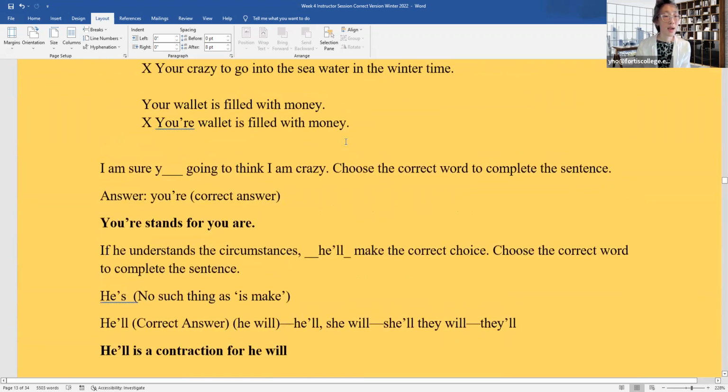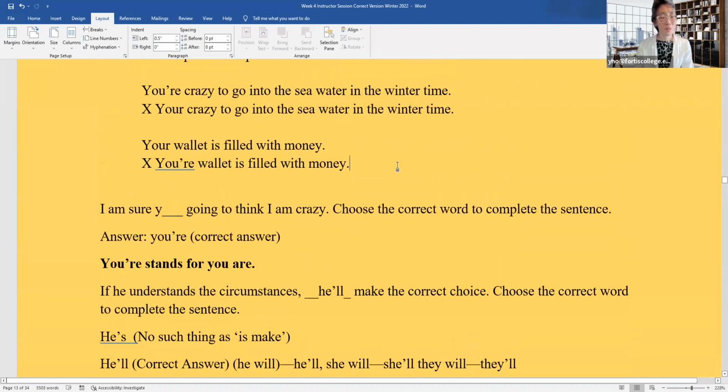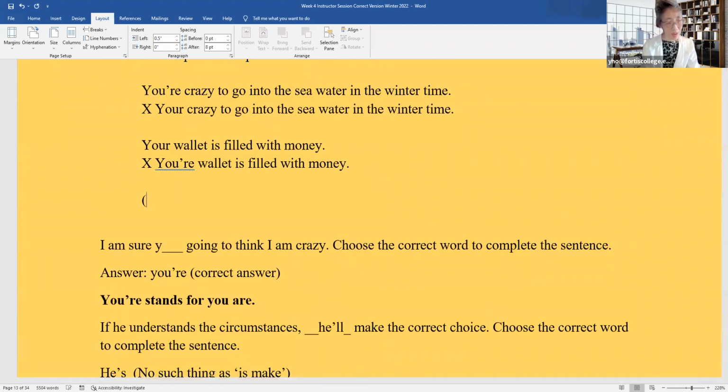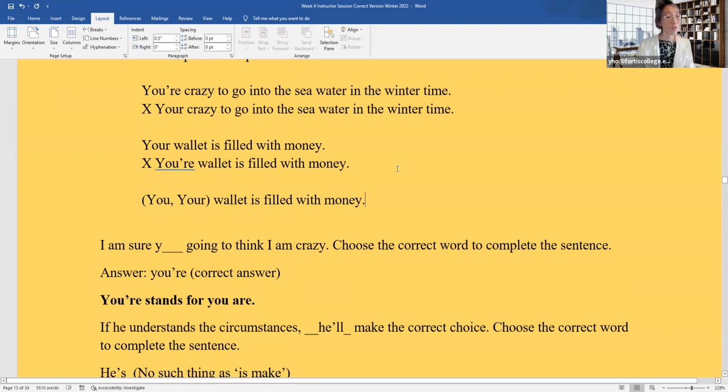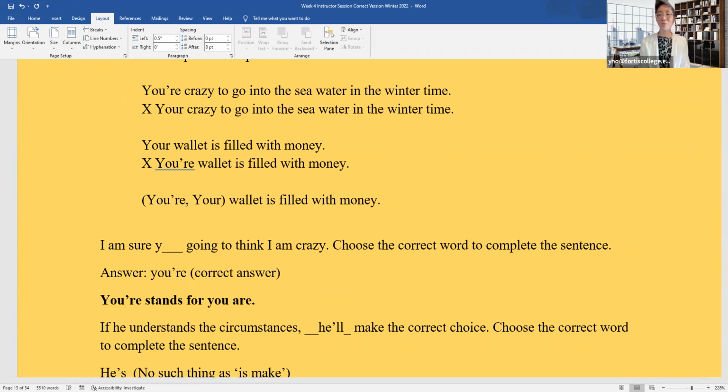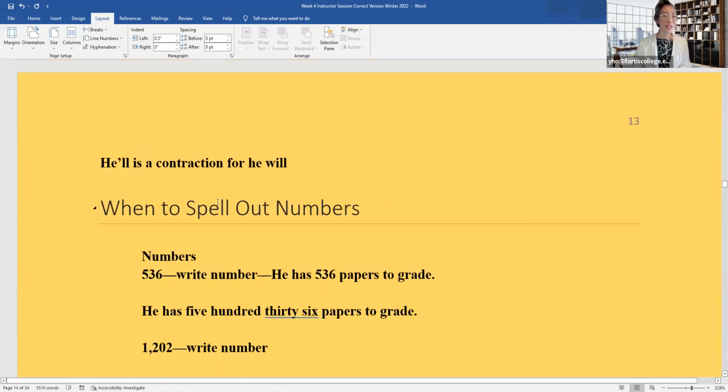Okay, I believe the quiz question was something along the line of "your wallet is filled with money." So which one is it? Is it you're or your? Oh my goodness, I'm getting tired. It's supposed to be like this. Okay, voila. Is it "you are wallet is filled with money" or "your wallet is filled with money"? This is so easy. First one or the second one? Second. The second one, yes. Okay, so that's easy. Contractions are easy.